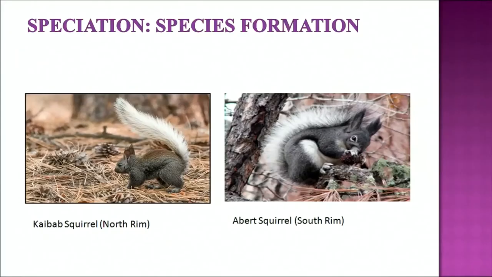Speciation, species formation. You can see two different kinds. One is Kaibab squirrel, north rim, and Abbot squirrel, south rim. It is a very good example of speciation, that is species formation. Now about these two squirrels which I have just shown, I am giving you the details.